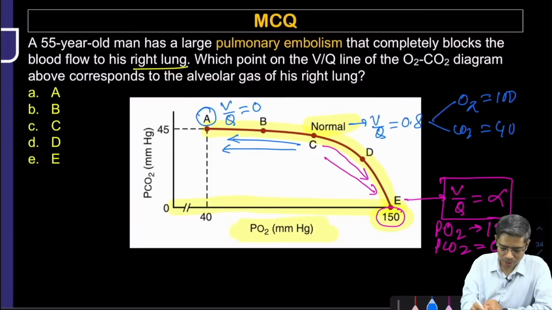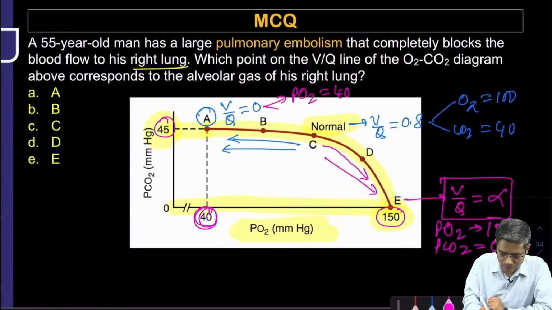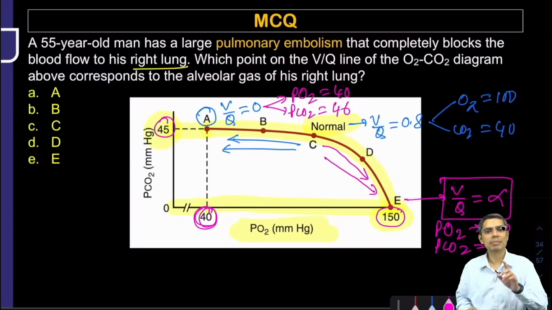So, what will happen to the partial pressure of carbon dioxide? Look at here, partial pressure of carbon dioxide is 45. What will happen to the partial pressure of oxygen? 40. So, this is VQ ratio 0, partial pressure of oxygen is 40, partial pressure of carbon dioxide is 46. Getting my point? So, this is the curve they are asking you here.